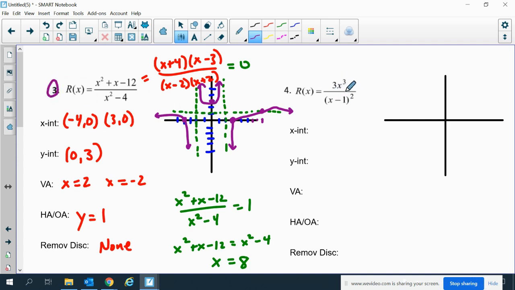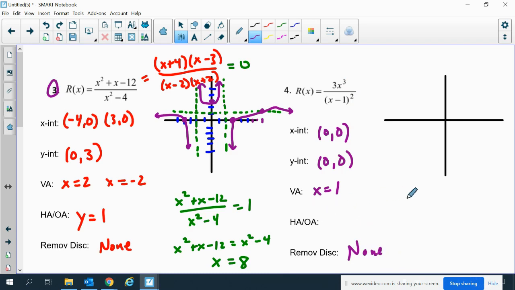Number 4. The x-intercept is at 0. The y-intercept is at 0. The vertical asymptote would be at 1, and it has multiplicity 2. So that means that whatever direction it goes, it's going to go up from both sides or down from both sides. Horizontal or oblique asymptote, well, it's pretty clear that it will be oblique, since the numerator is bigger than the denominator. We have no removable discontinuities.